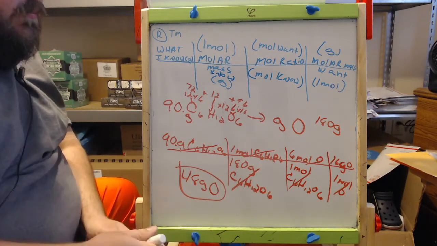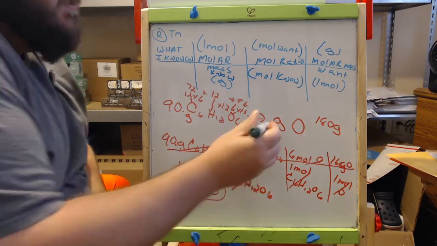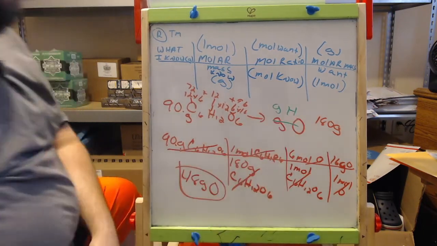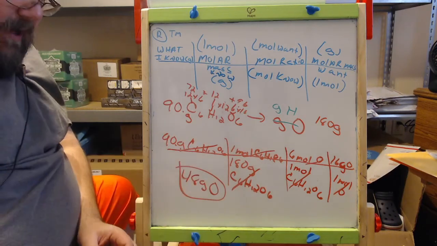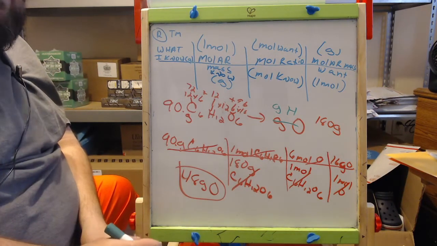Now, what if instead of grams of oxygen, it asks for grams of hydrogen? All right? And here's the thing. This is why I'm doing it this way. I'm not going to rewrite it or anything because I'm going to show you that if you can do it once, you can do it 100 times.